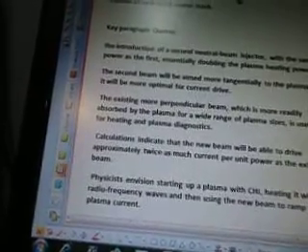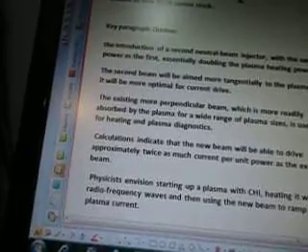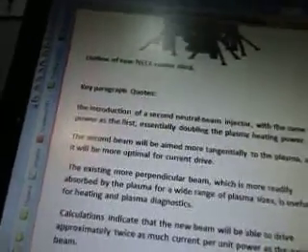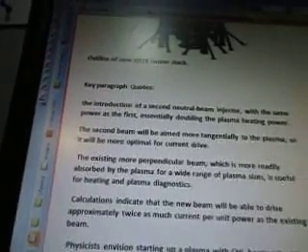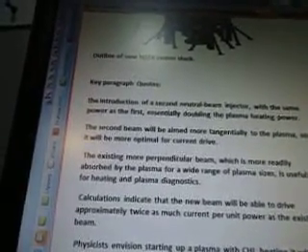Key paragraph quotes. The introduction of a second neutral beam injector with the same power as the first, essentially doubling the plasma heating power.